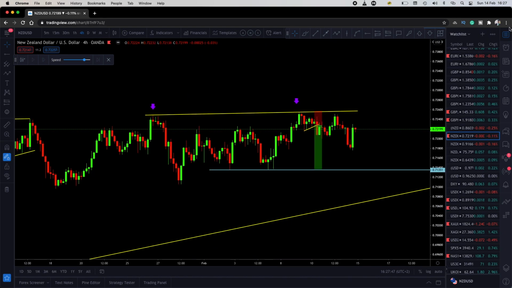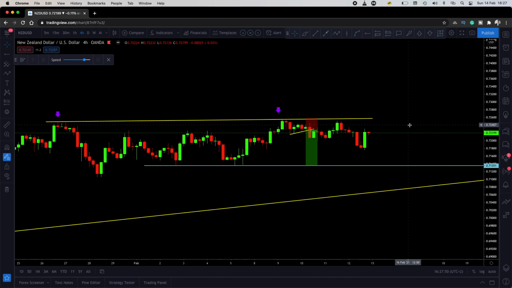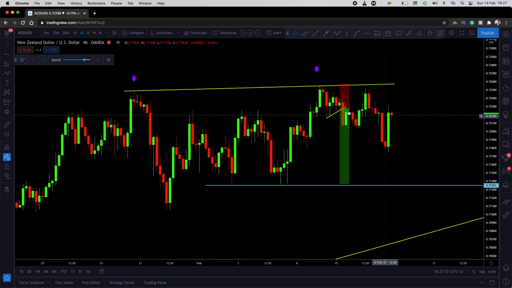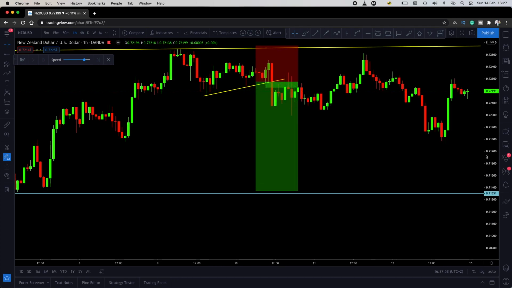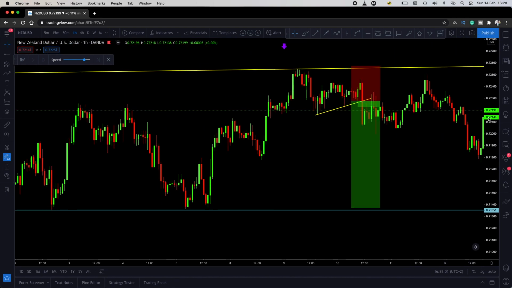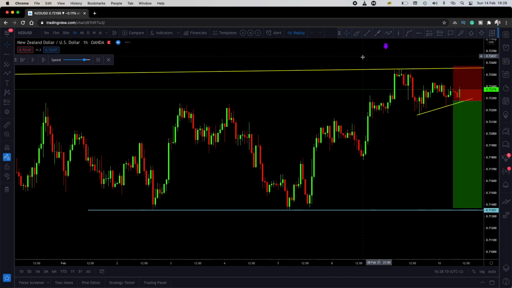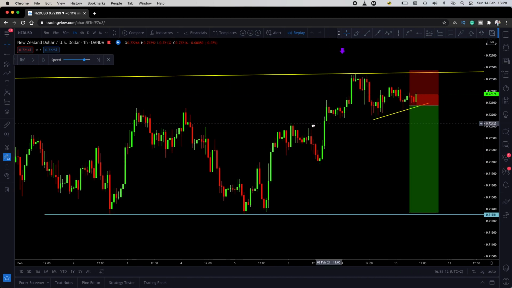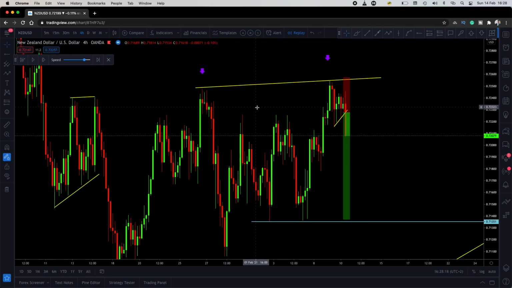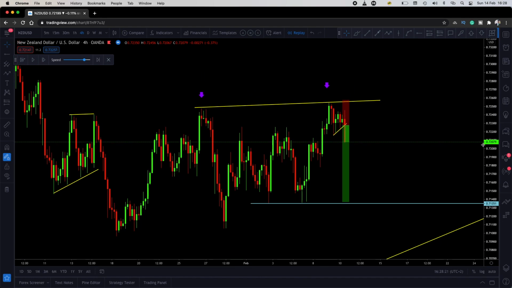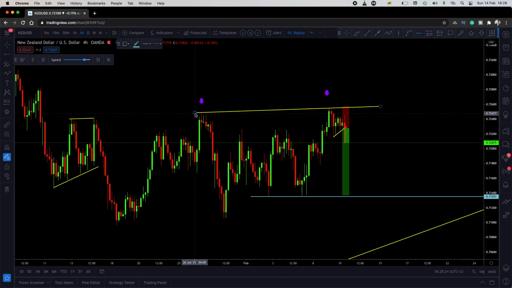This is one of the trades that I took last week. You see, I took this trade here. The reason that I took this trade is because, let me play back from here. Number one, I saw this bounce on this level.